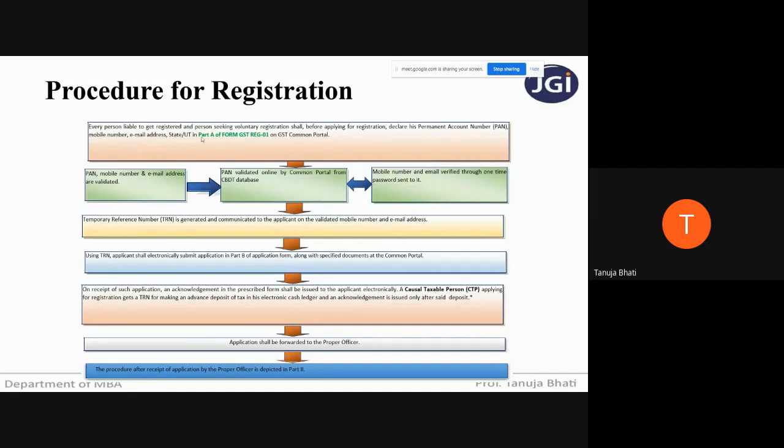Is this clear? Next, whatever PAN number, mobile number, and email address you write are validated. Now, how are they validated? PAN is validated online by the common portal from the CBDT database, that is the Central Board of Direct Taxes. Whenever you enter your PAN number, they will cross check the PAN number and the details that you've written, that is your name, middle name, with the direct tax database. Next, your mobile number and email address will be verified by sending a password on it.